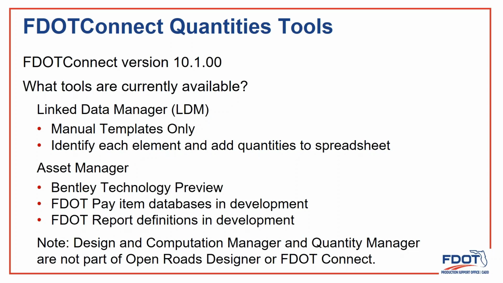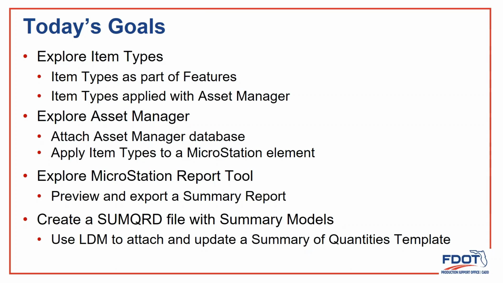So without those tools, we're going to have to build a new structure for getting those quantities from our plans or from our model, which is one of the things that we really get into: what we're going to do with the models. What we're going to go over mostly today is the item types. We're going to look at them when they're placed as part of features and when they're applied with Asset Manager. We're going to look at Asset Manager, and I'll show you how we can attach items with that tool.